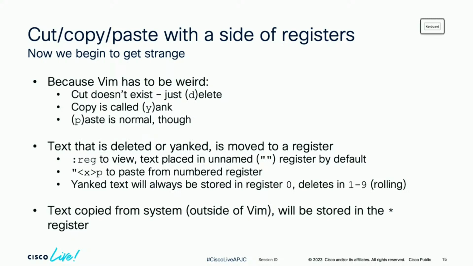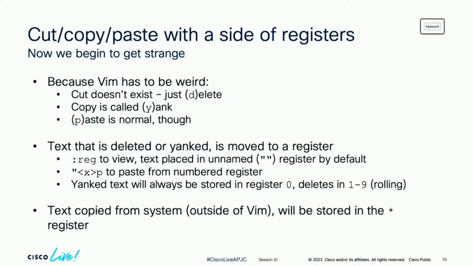That's the lowercase p. So every time I have the parens around a character there, that's the command that we would use. Text that is deleted or yanked is placed in a register, and we can view those registers by :reg. By default, text is placed in the unnamed register, which is denoted by double quotes. And we can paste those registers back into our text. Yanked text will always be stored, if we yank something, we'll see a duplicate between the double quotes and the 0 register.